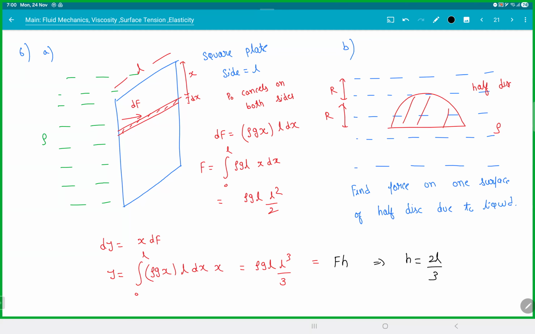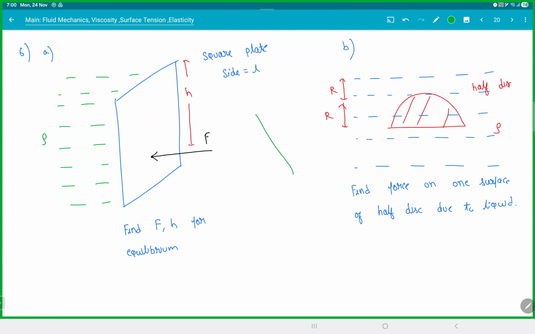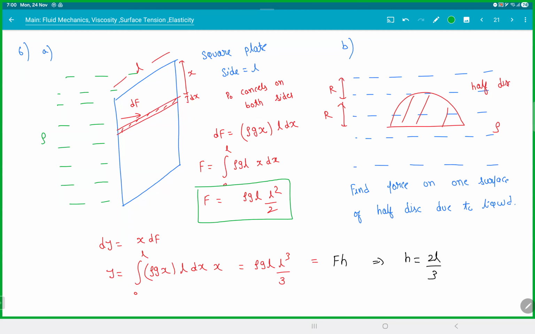Is it clear with this? There are two things here. This is the force for equilibrium translation. But where should you apply this? If you apply wherever you want, the plate will start rotating, isn't it? The plate can become like this. It won't remain vertical. So torque also must be 0. So the torque due to the liquid must be equal to the torque due to the force F.